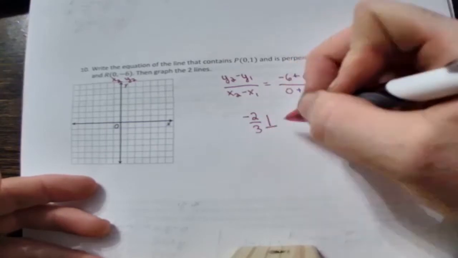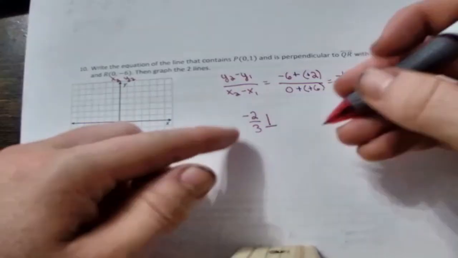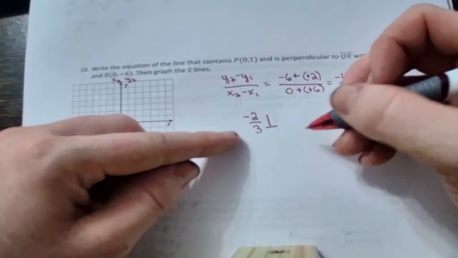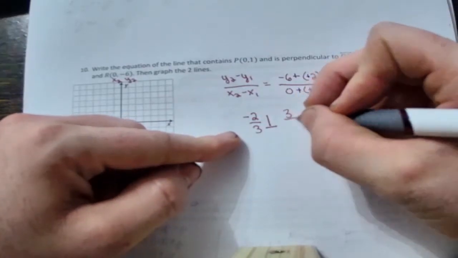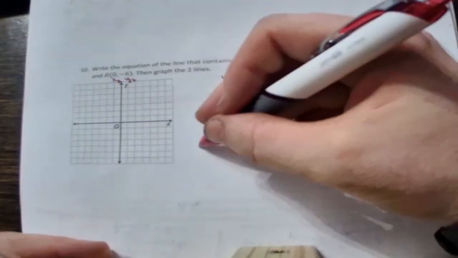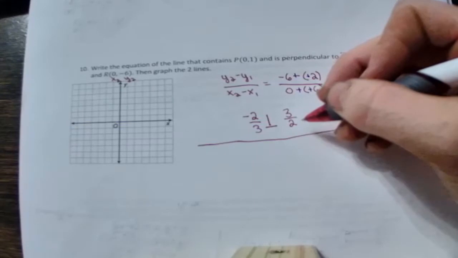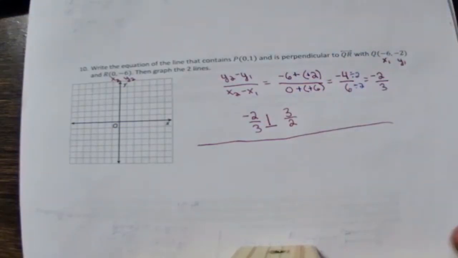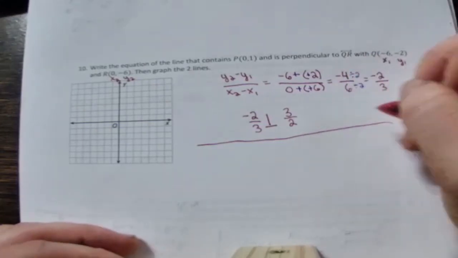If I want it to be perpendicular, I need to do the opposite and reciprocal. So in order to do that, opposite means we change the sign. It used to be negative, this one's going to be positive. And if I flip it, I get 3 over 2. So the slope that I'm going to use when I do my point slope form is going to be 3 over 2. So now let's go ahead and use the point slope form to figure out the equation.